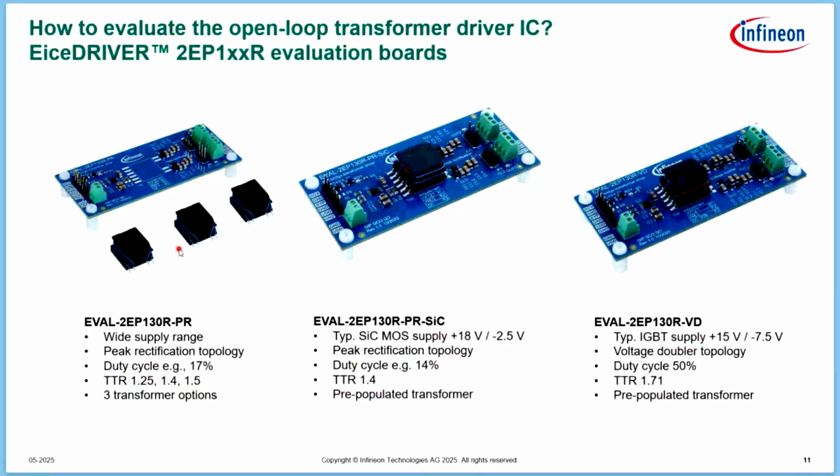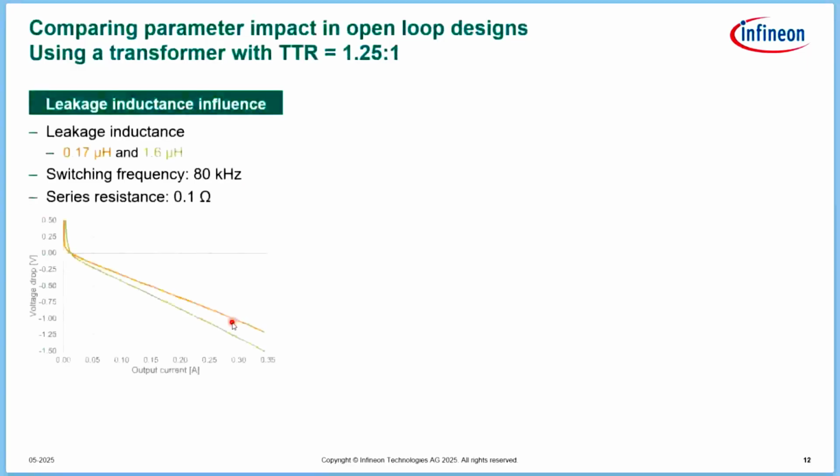And with these, I just want to close my presentation by showing what kind of parameter impact these can provide. We use this evaluation board to create these kinds of measurements. The first parameter I want to talk about is the leakage inductance. I mentioned earlier that of course it would be better to have a lower value because this would reduce the voltage drop. And you can clearly see this here. The orange curve causes a bit less voltage drop at a certain output current than the green one with the higher leakage inductance.